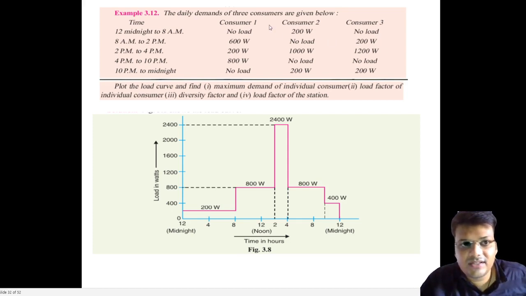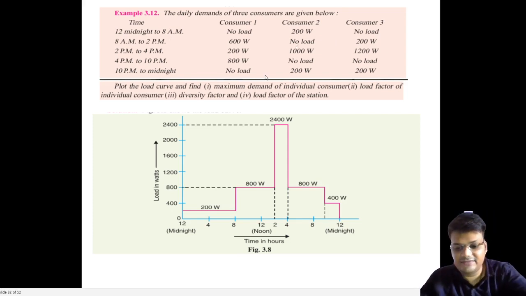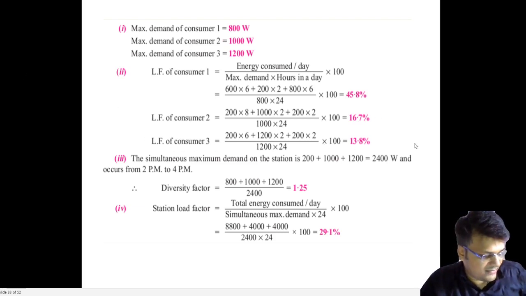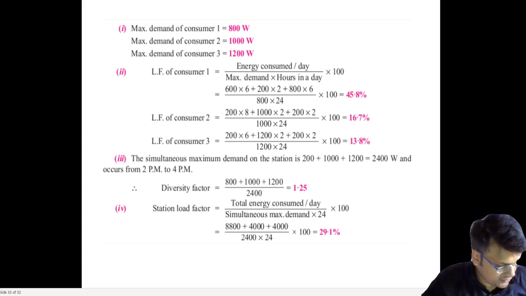Similarly for consumer 2, 200 watt from 12 to 8 means 8 hours, 1000 watt up to 2 hours. Like that we will calculate the energy. So 200 into 8 plus 1000 into 2 plus 200 into 2, divided by the maximum demand of consumer 2 into 24, we will get the load factor of consumer 2. Similarly we will calculate the load factor of consumer 3. Okay, got it.